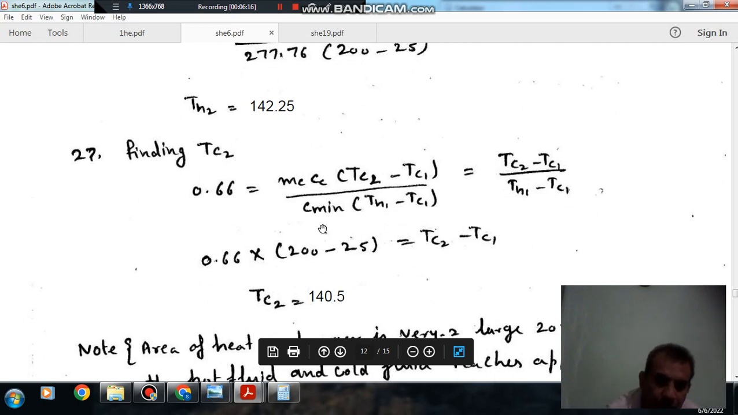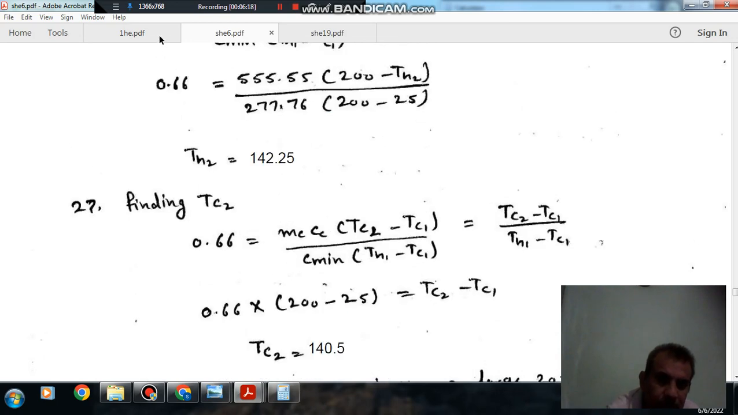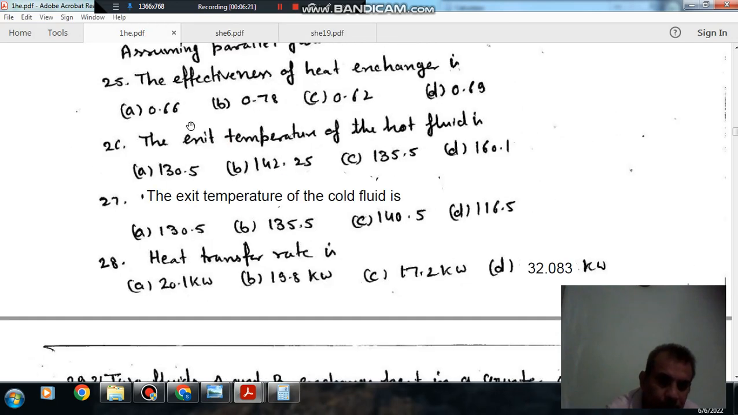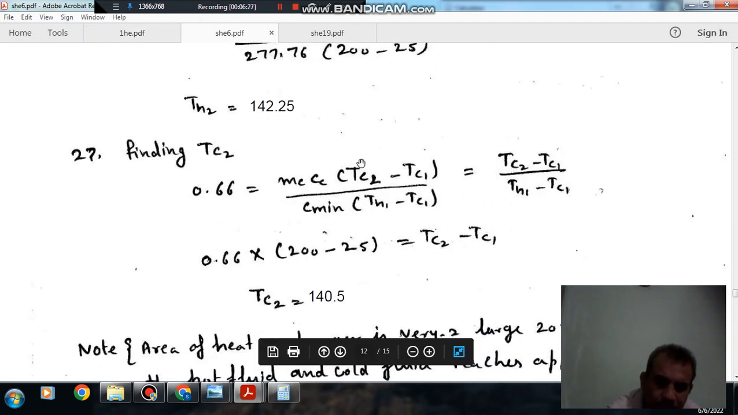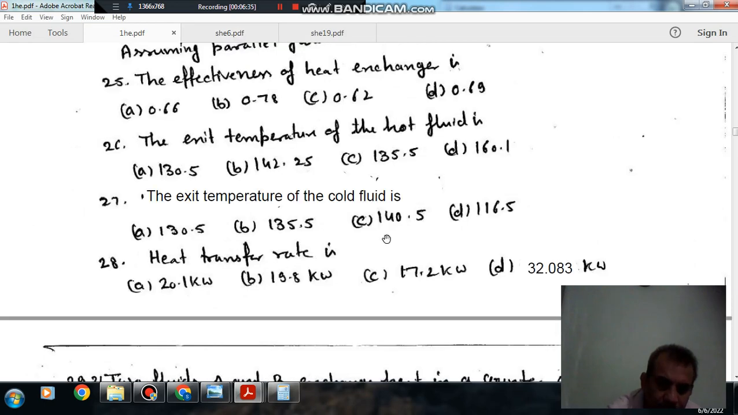So from this we put TC1 as 25 and solve it. Then we can find out TC2. So TC2 here is 140.5. So the answer is 140.5, option C.